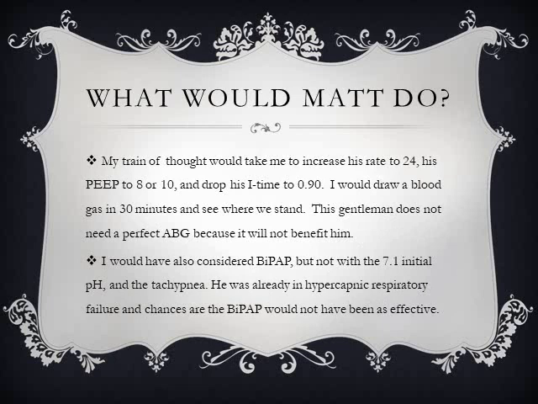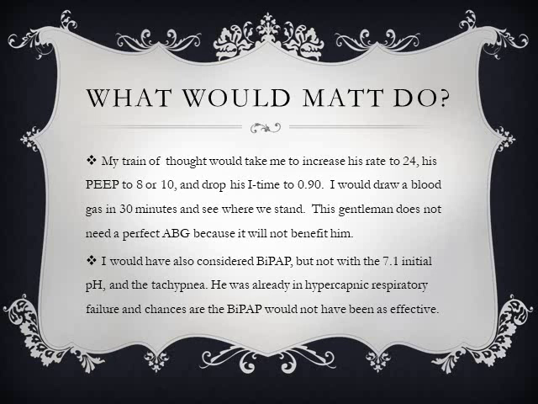So what would Matt do? My train of thought would be to increase his rate to 24, increase the PEEP, and then drop his I time to 0.9. Just drop a blood gas in 30 minutes and just see where you go. You don't always necessarily need a perfect ABG because it's just not beneficial for this gentleman.